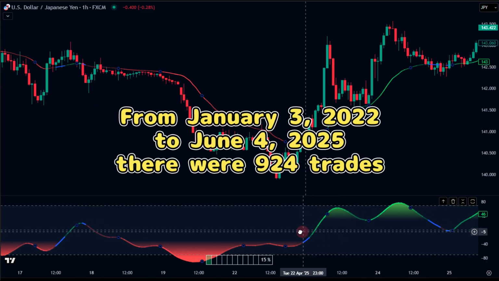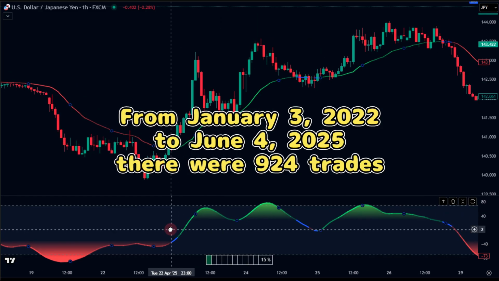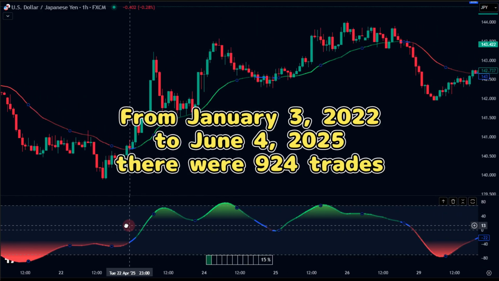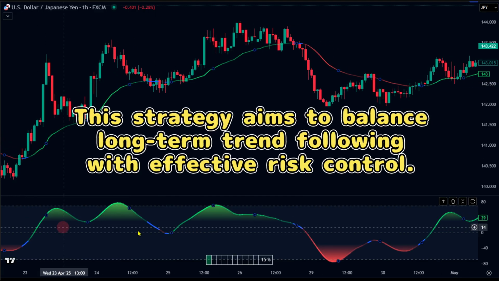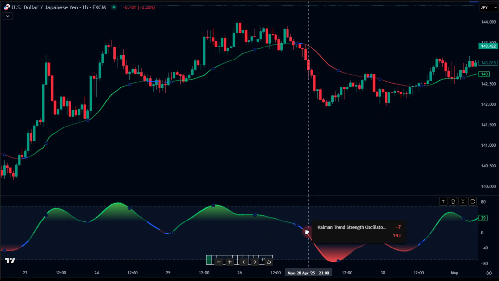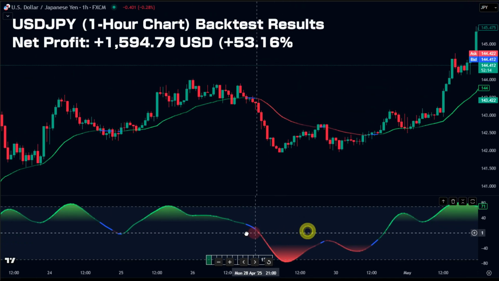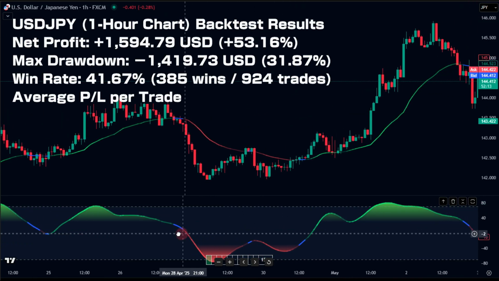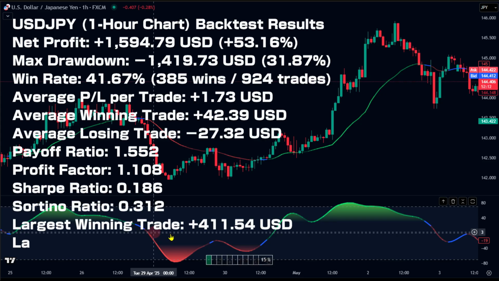The test period ran from January 3rd, 2022 to June 4th, 2025. There were a total of 924 trades executed. This strategy is designed to capture long-term trends effectively while also maintaining solid risk control. Now let's take a look at the backtest results. Net profit, plus 1,594.79 USD, plus 53.16%.